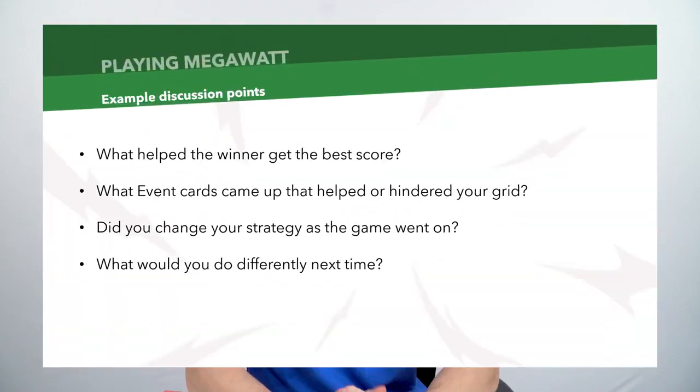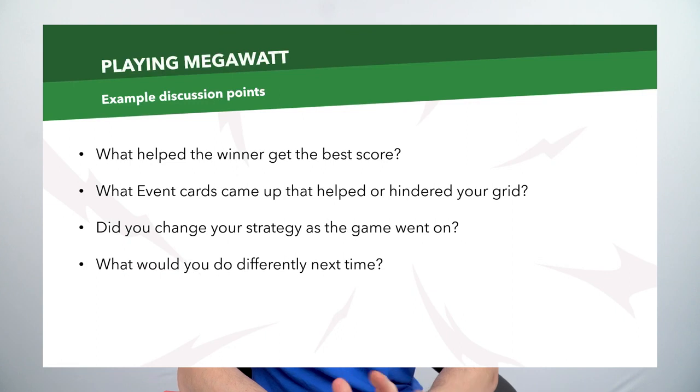And we want to ask some questions. So for example, some of the discussion points we might have are: what helped the winner get the best score? What event cards came up that helped or hindered the grid? Were there any upgrades that did the same, or any actions that affected the game? Did they change their strategy at any point during the game? Did something happen that made them think, oh, I need to do something differently? And what would they do differently next time if they play again? These are starter questions to get the conversation going.